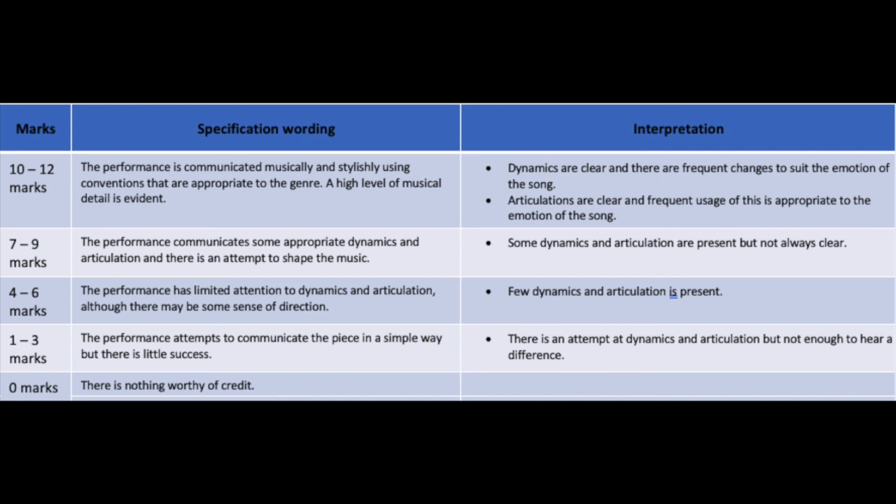In the 1 to 3 mark category, it says the performance attempts to communicate the piece in a simple way, but there is little success. So there are attempts at dynamics and articulation, but it's not enough to hear a massive difference. You're now going to use all of this information to mark some pieces of performance work.